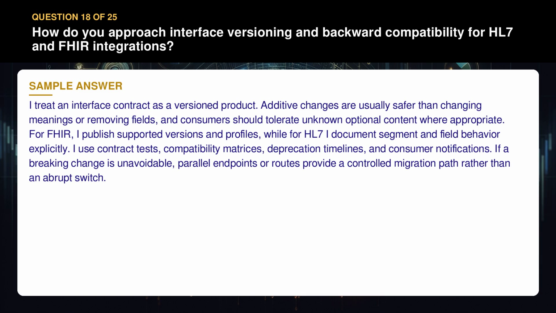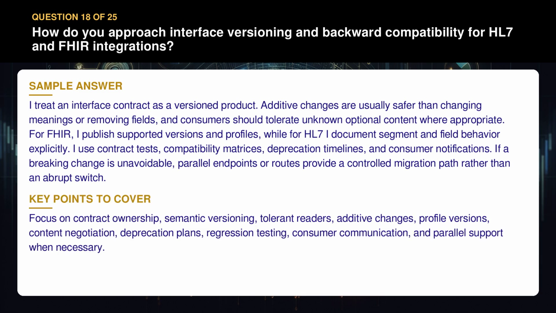If a breaking change is unavoidable, parallel endpoints or routes provide a controlled migration path rather than an abrupt switch. Focus on contract ownership, semantic versioning, tolerant readers, additive changes, profile versions, content negotiation, deprecation plans, regression testing, consumer communication, and parallel support when necessary.